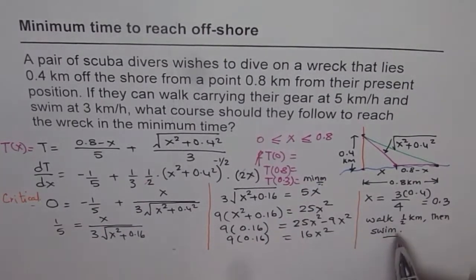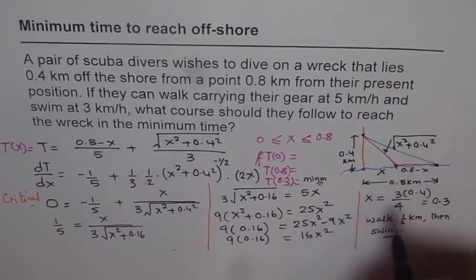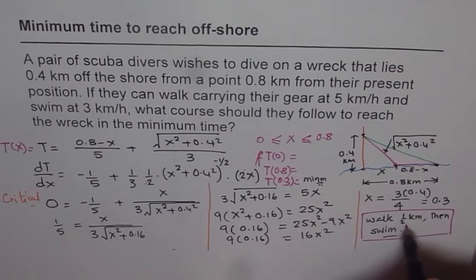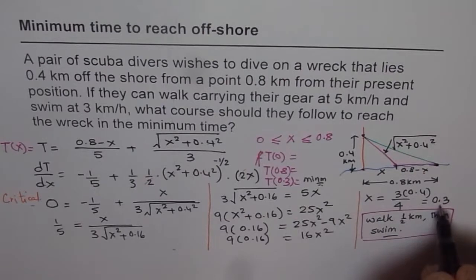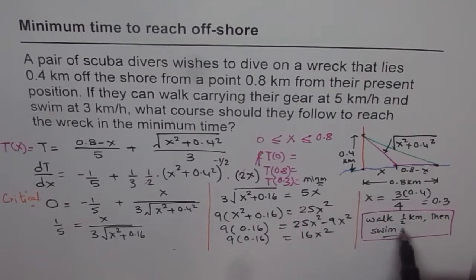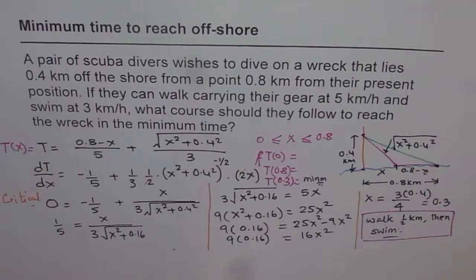And therefore, the answer for us will be that they are going to walk from here to here half a kilometer. Half a kilometer corresponds to x equals to 0.3. That is how we get half a kilometer. Plug in 0.3 for x. 0.8 minus 0.3 is 0.5. Correct. So that is half a kilometer and then swim. So that is going to be the answer.